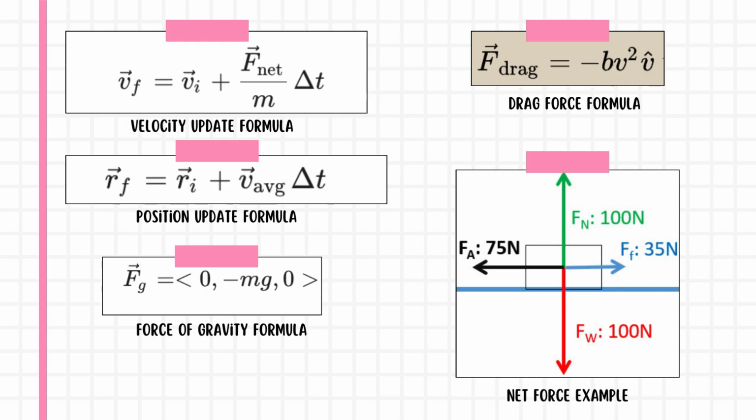The drag force is used in this lab to model air resistance, and b is a proportionality constant. This force always opposes the motion of an object and has a magnitude proportional to the square of the object's speed. Lastly, the net force on an object determines the acceleration.